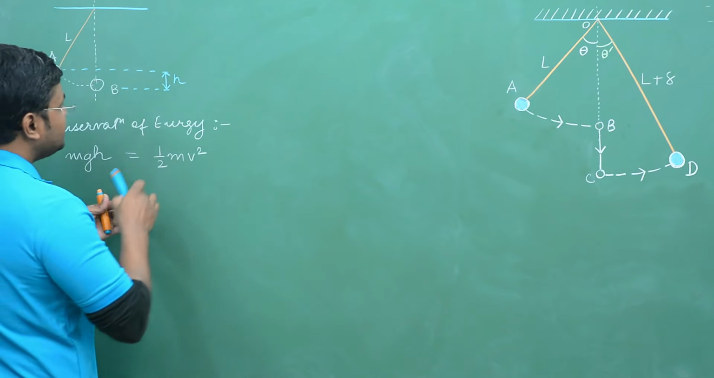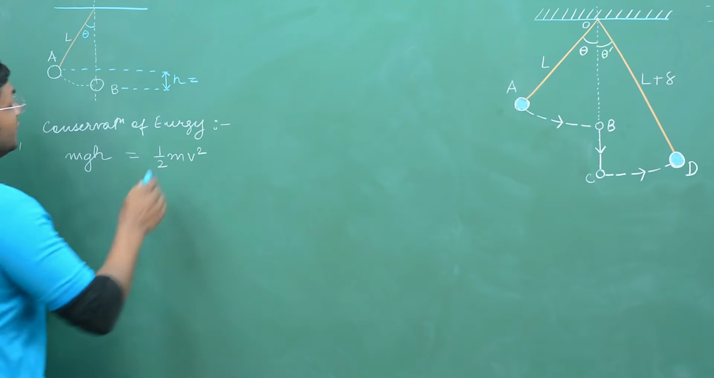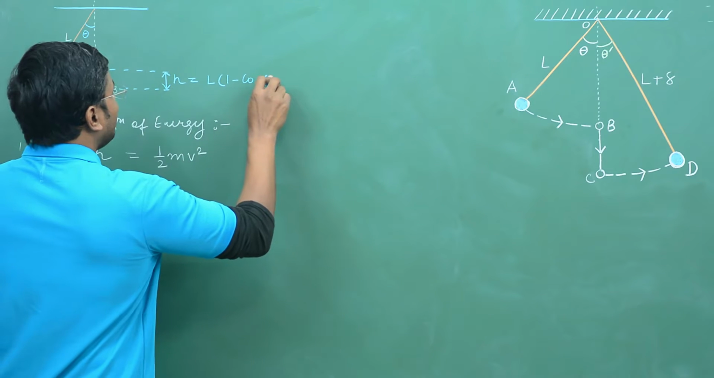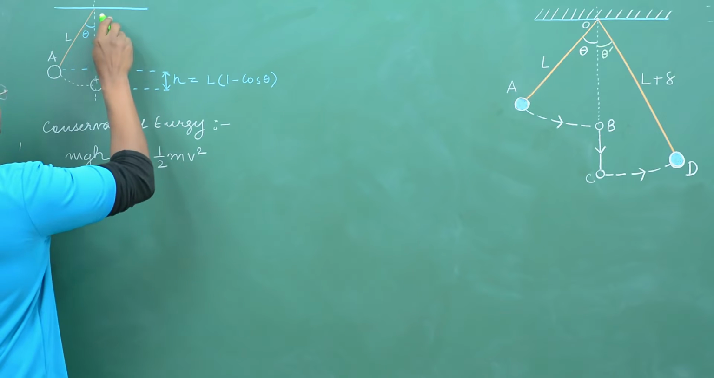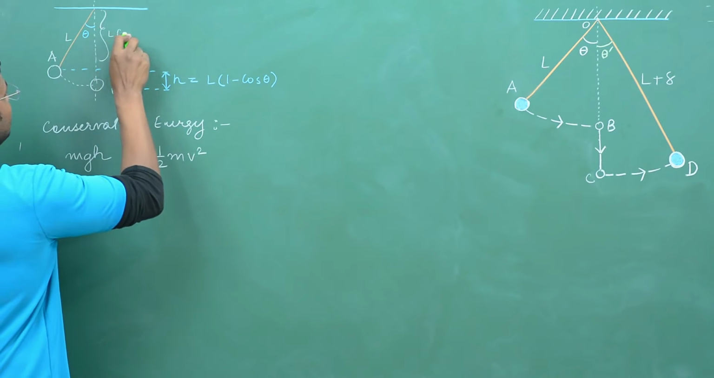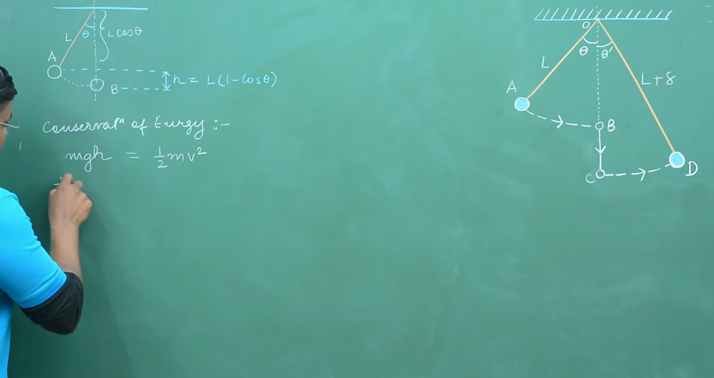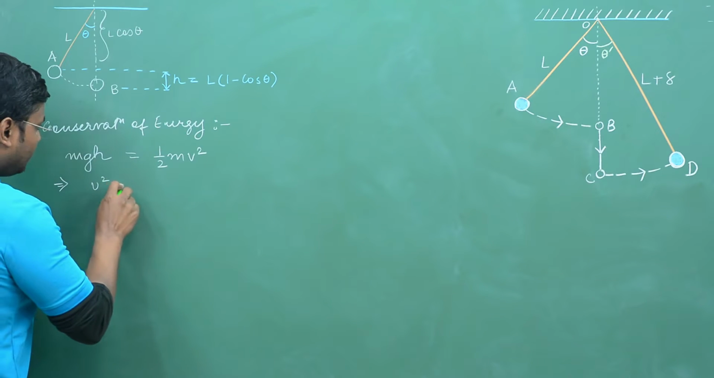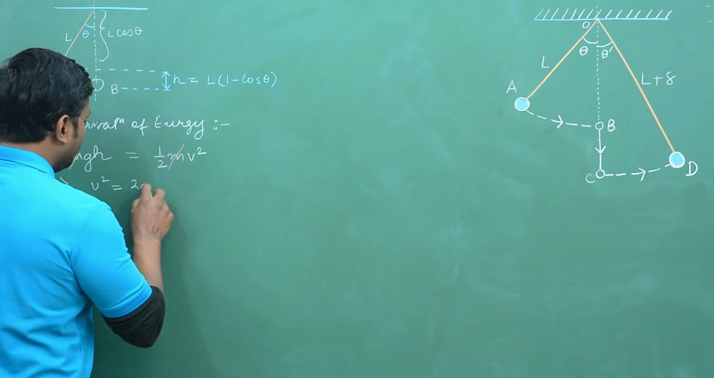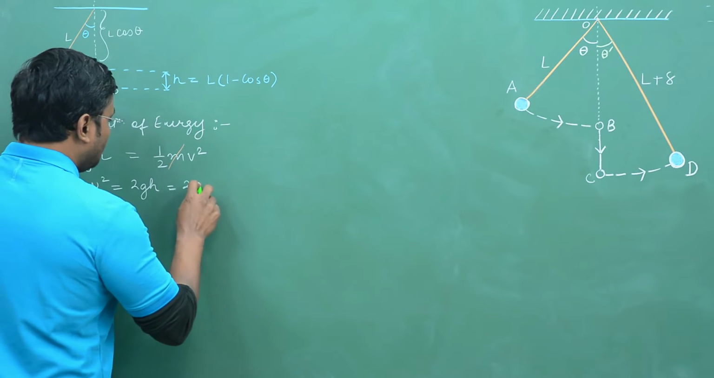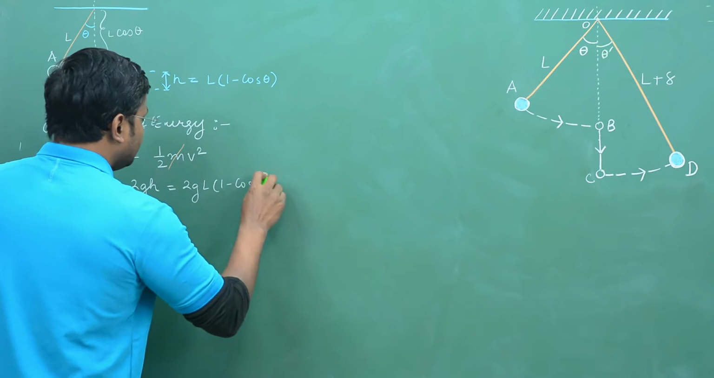But what is h here? I am going to call this angle theta. So h is simply equal to L(1 minus cos theta). How? Well, this is L minus this distance, which is L cos theta. So this turns out to be L(1 minus cos theta). If I simplify this expression, v square is equal to, m cancels out on both sides, and you end up getting 2gh, where h is equal to L(1 minus cos theta).